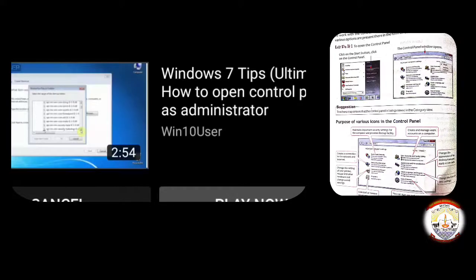Okay, and the purpose of the various icons on the control panel: System and Security maintains important security. User Accounts creates and manages user account components. Network and Internet creates a connection to the network and internet. Hardware and Sound changes the settings of your printer, mouse and other hardware, and changes the sound settings. Appearance and Personalization changes the appearance of the desktop items and applies the screensaver. Clock, Language and Region changes the date and time settings.